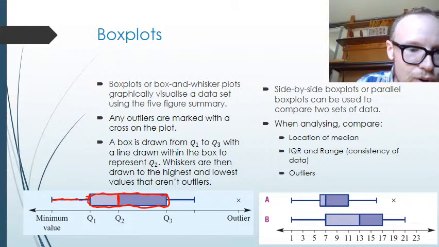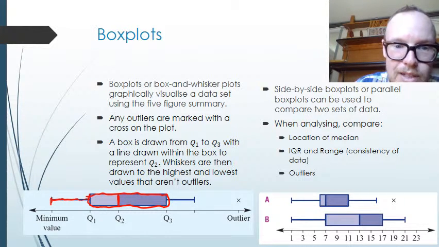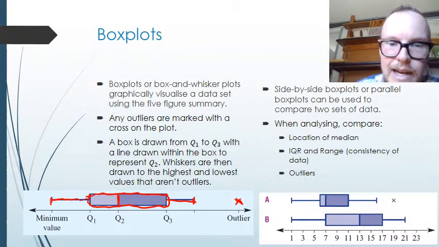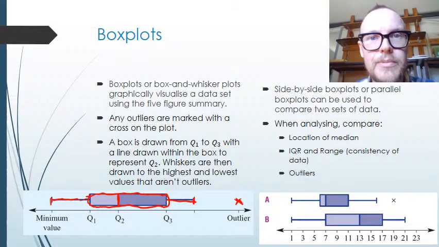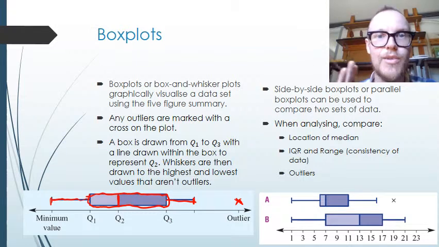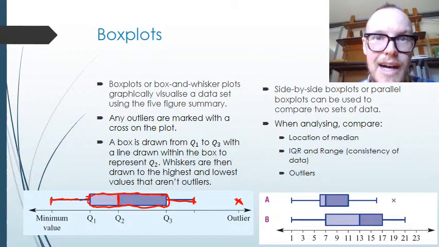So we draw our whiskers out to the highest and lowest values that aren't outliers, but it's important that we also mark the outliers with an X on our axis. It's probably the most important thing to mark your outliers first, so that you know where your highest and lowest values that aren't outliers are going to appear.